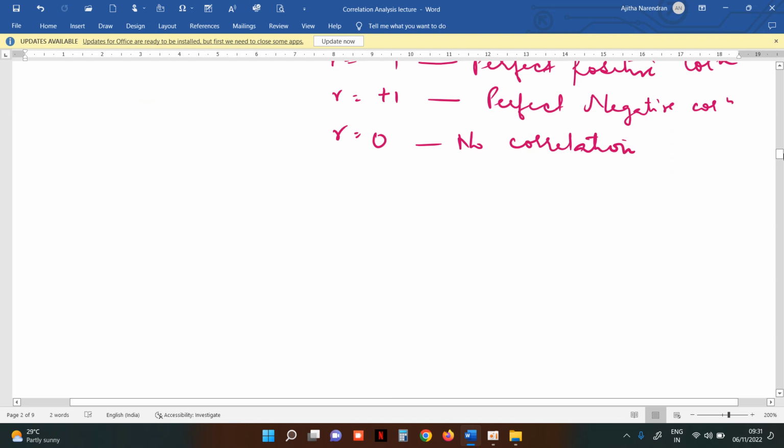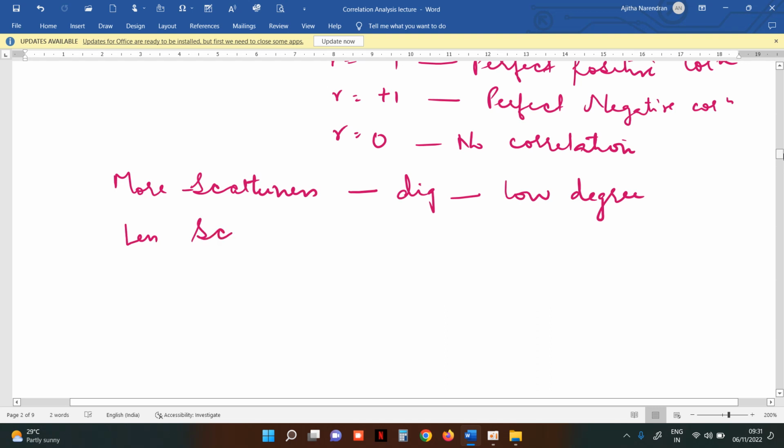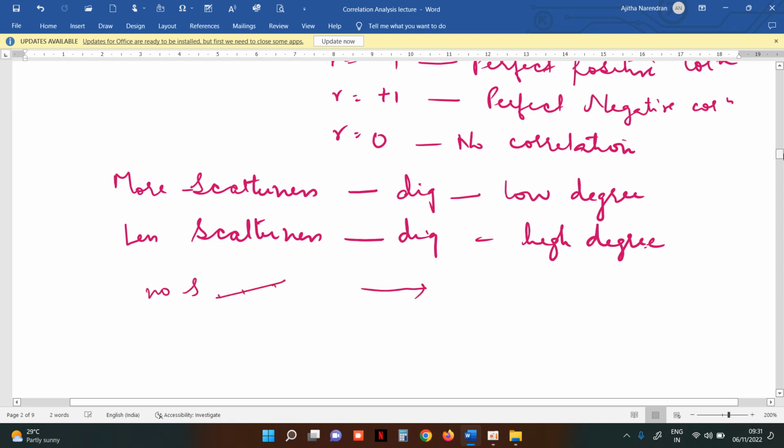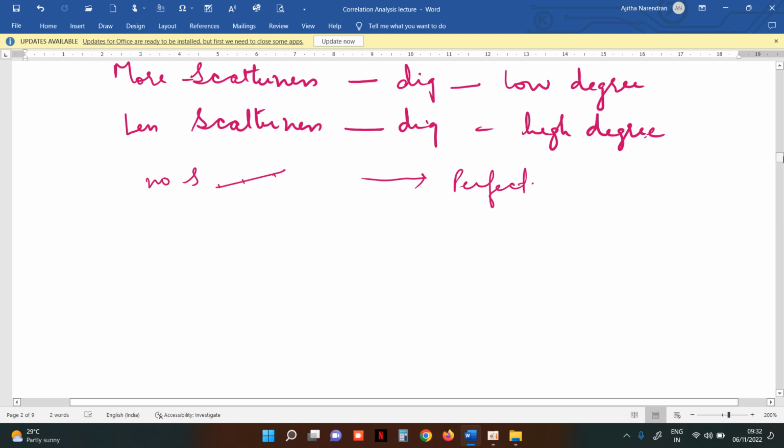Let us see. In a scatter diagram, if you witness more scatterness in the diagram, it refers to a low degree of correlation. Less scatterness, meaning fewer scattered dots in the diagram, is known as high degree. If there is no scatterness and all the points fall on a straight line, it is known as perfect correlation.